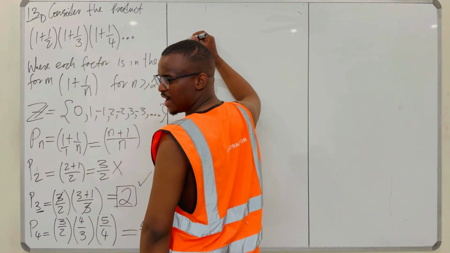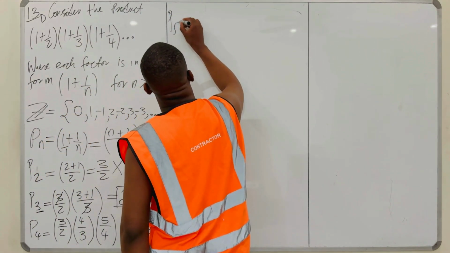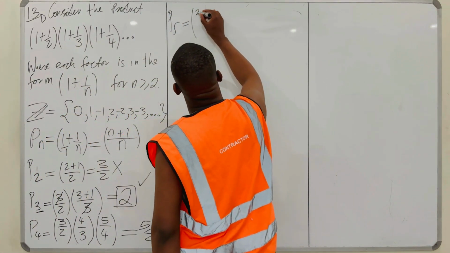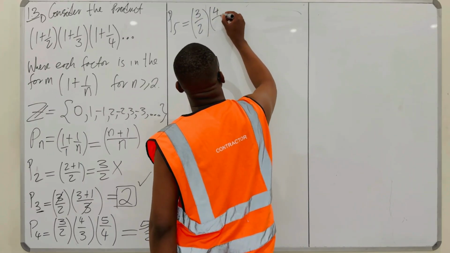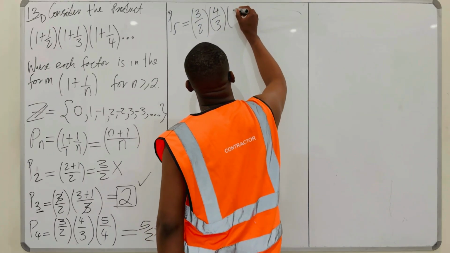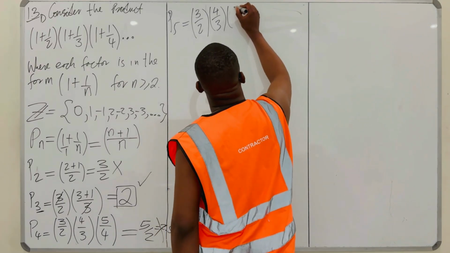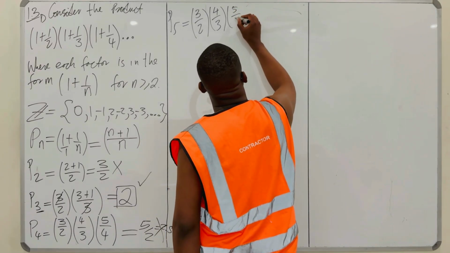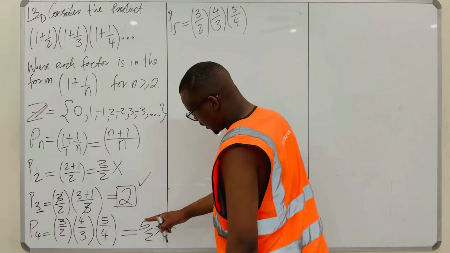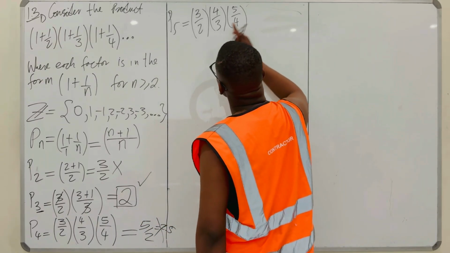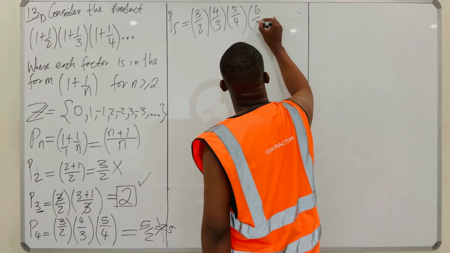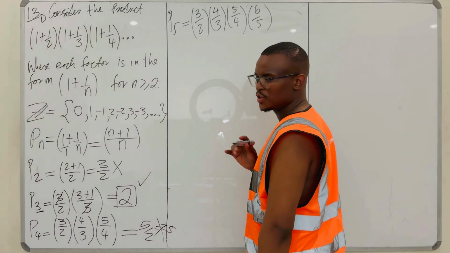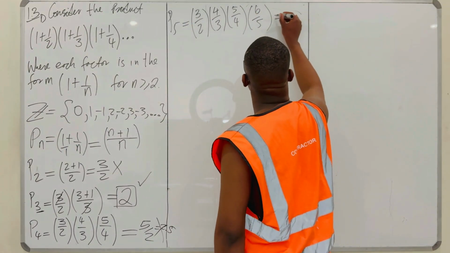For n is equal to 5, right? Let's go for P5. P5 will be the first one, which was 3 over 2, and then the next one was 4 over 3. The other one was what? It was 5 over 4. Was it the last one? Yeah. That one. Now, let's start with the 5. The 5 will be 6 over 5. So punch all of this on your calculator and see what the answer is.